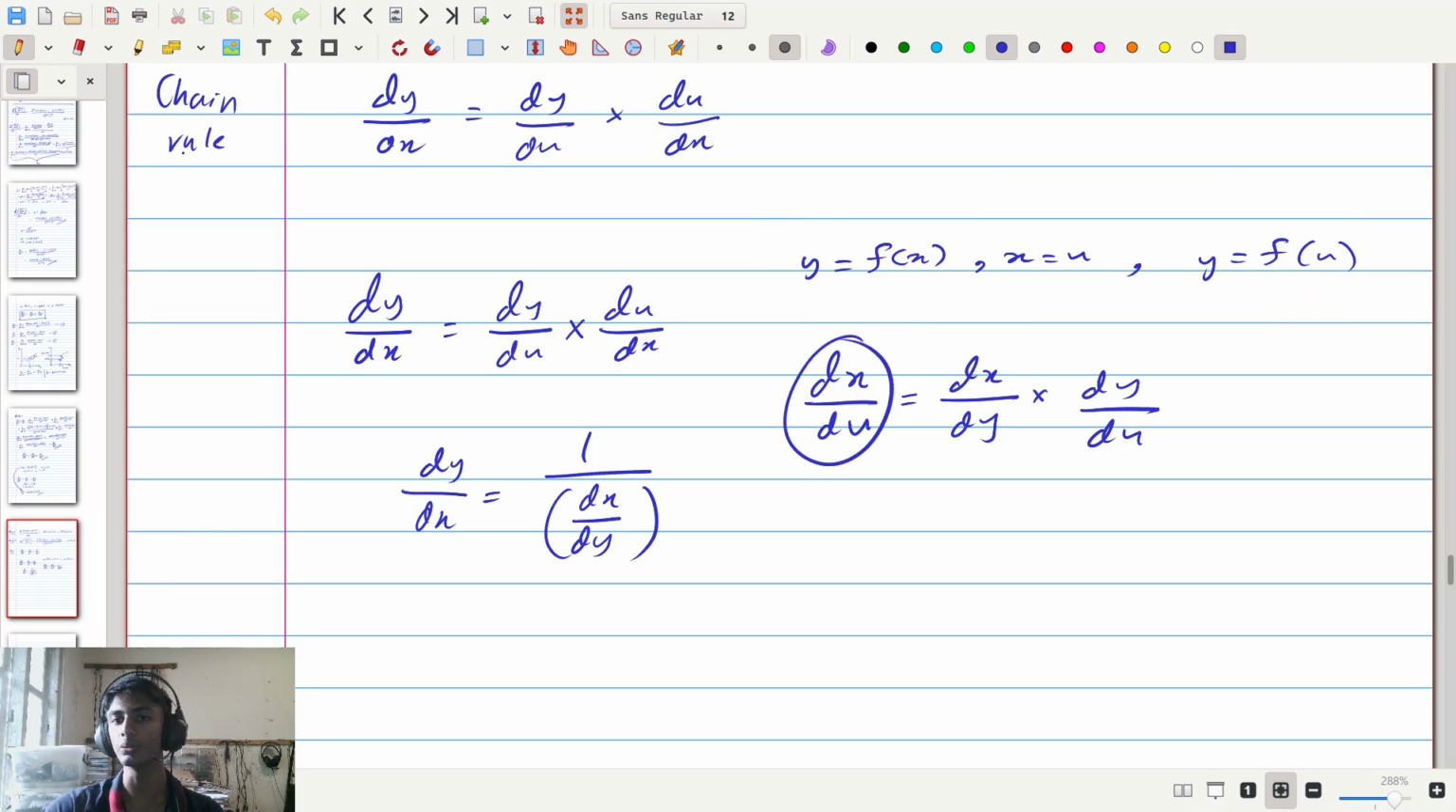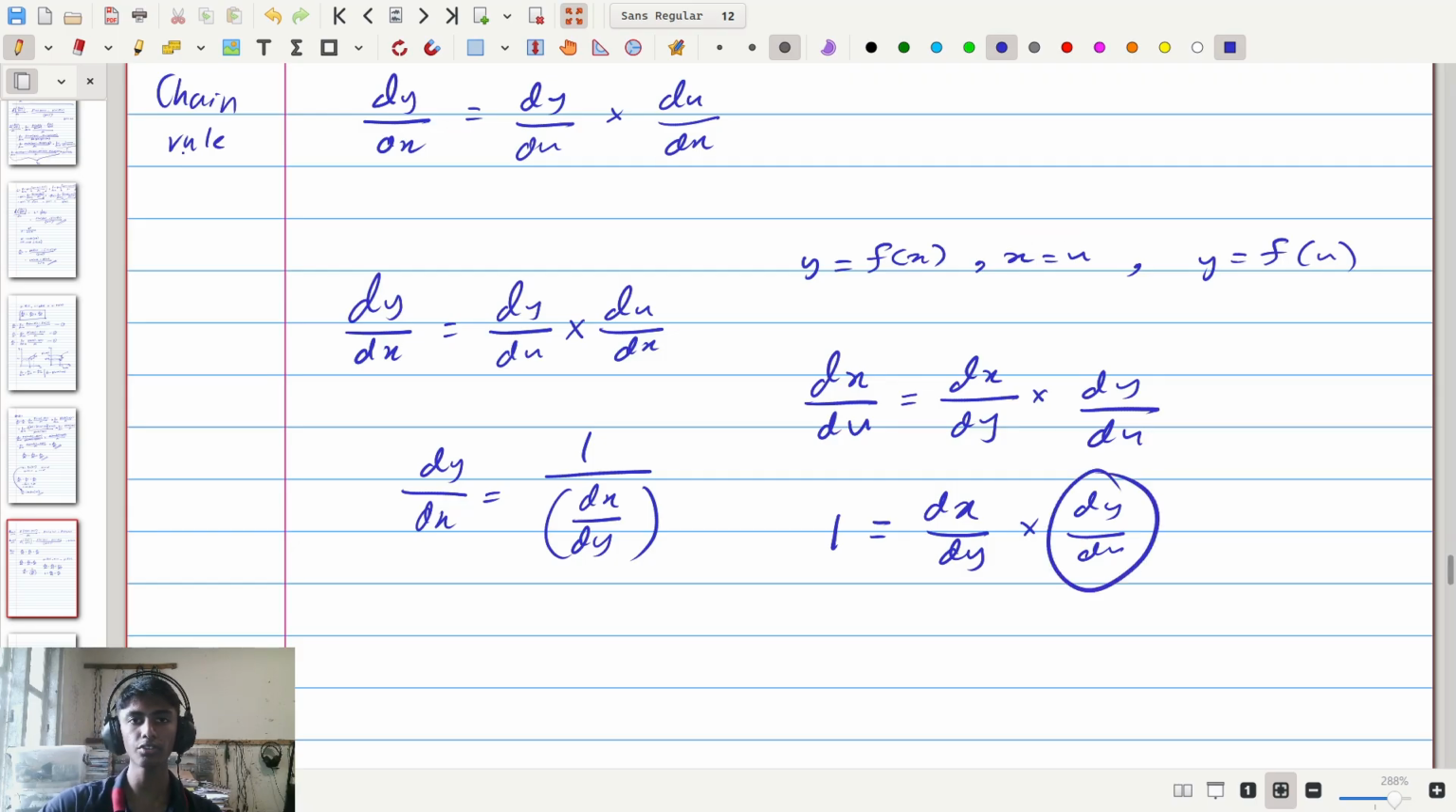What is dx by du? Well, x is equal to u, so therefore dx by du is equal to 1. Over here we have dx by dy, which I'm going to leave as dx by dy, and over here we have dy by du. Since dy by du and dy by dx are both equivalent to each other, since x is equal to u, we can replace this with dy by dx and it will be the same exact value.